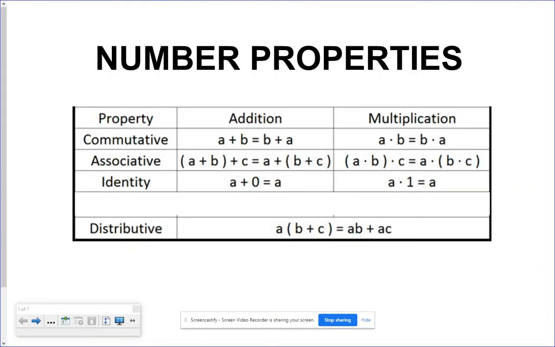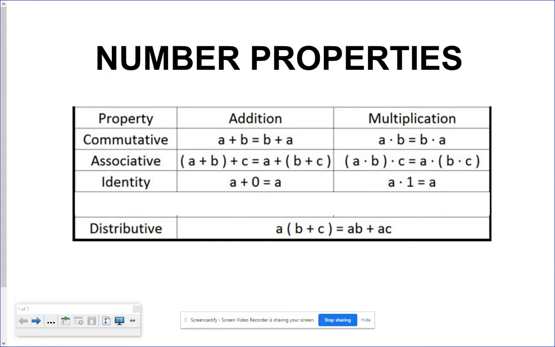All right, today we are going to be talking about number properties. Now I have the number properties chart up here if you want to take a minute and write this table down. I'm going to go through each property individually, but I recommend having this table written down so that hopefully it makes a little more sense as I'm walking through each property. And then maybe you can make notes next to each one.